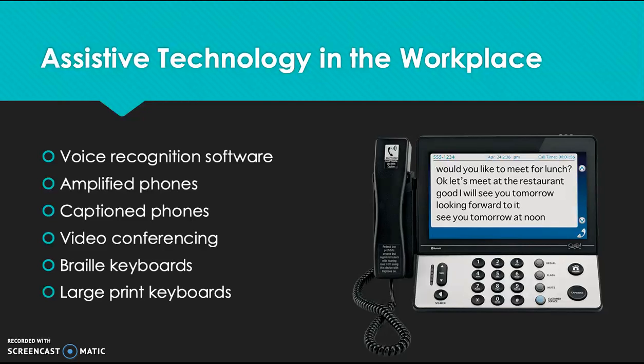Assistive technology devices in the workplace can be very similar to college devices, and there are also many different types that can be utilized. The type of job description may also depend on what AT devices are available. Examples of AT in the workplace include voice recognition software, amplified phones, captioned phones, video conferencing, braille keyboards, and large print keyboards, just to name a few.